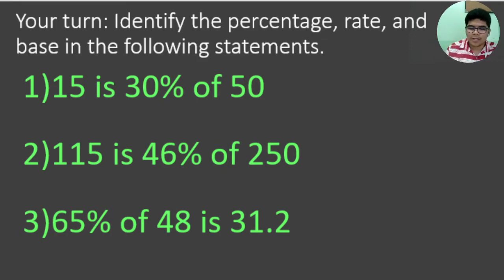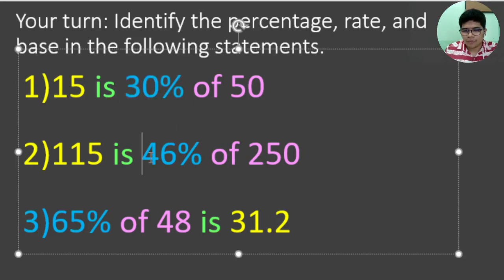You're back. Okay, so in number one, we'll start with the rate first. That's the 30%, right? Yan yung rate, yung 46% rate, and then yung 65% rate. Very simple. And then yung 50 is the base, 250 is the base, 48 is the base because they all have the word of before them. And we have no choice with 15, 115, and 31.2. All of those would be the percentage because they don't have the word of, they don't have the percent symbol, they don't have anything. So that's the percentage. So I hope you get those.